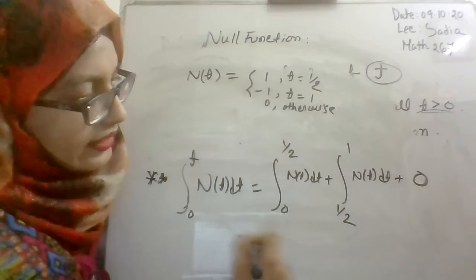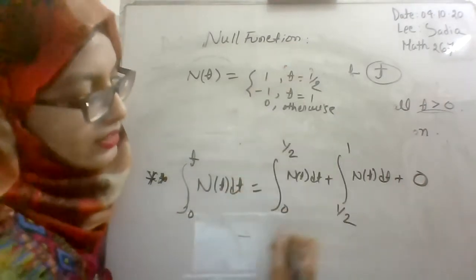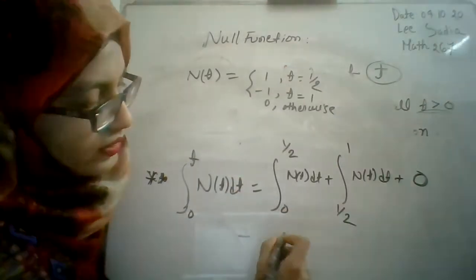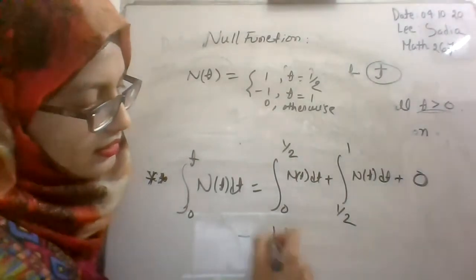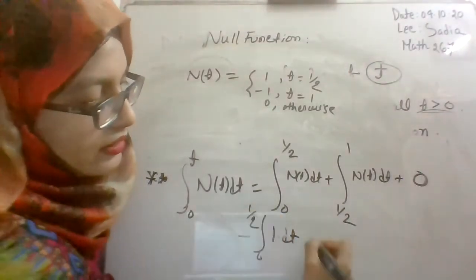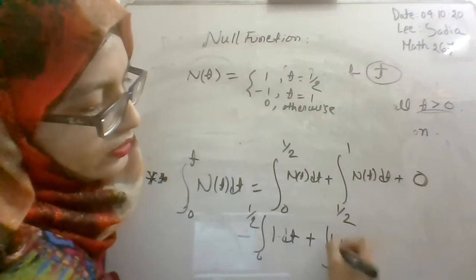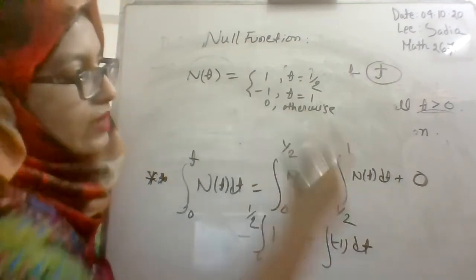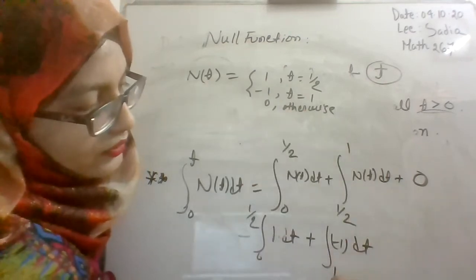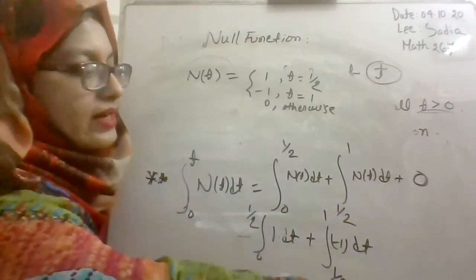So now use the values n of t is equal to 1 for t is equal to half. So it will be 1 into dt, integration 0 to half. And the next one will be minus 1 into dt, since for 1 it will be minus 1, integration half to 1, and the next part is 0.